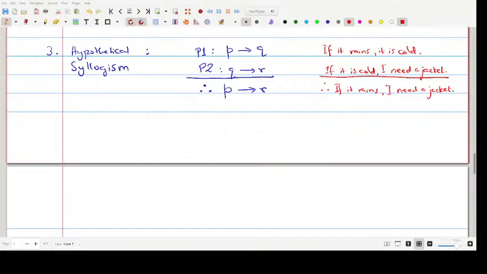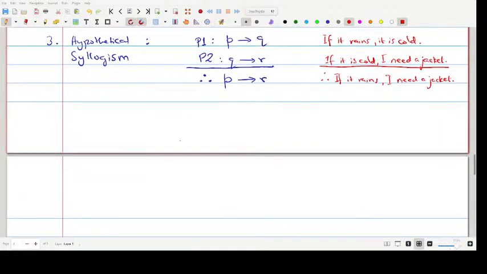Okay, cool. Now let's move on to the next rule pretty quickly. We shall have a few more things to discuss after that. So rule number 4 is disjunctive syllogism.